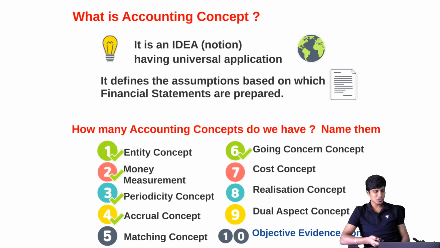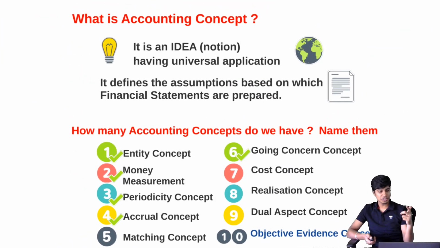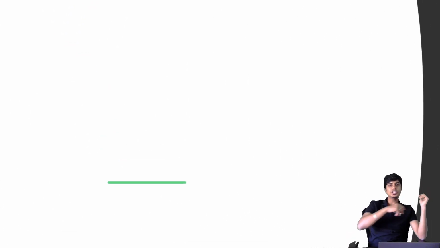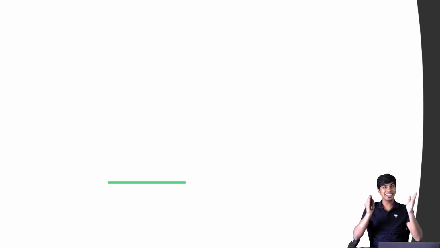Let's get going. So we're done with 1, 2, 3, 4, 5, 6 is also done. Let's now discuss cost concept. Previously, I told you historical cost concept. You need to record the item at its historical cost. Historical cost refers to the amount that we paid when we purchased the same.